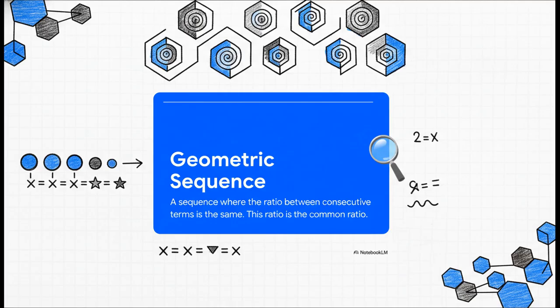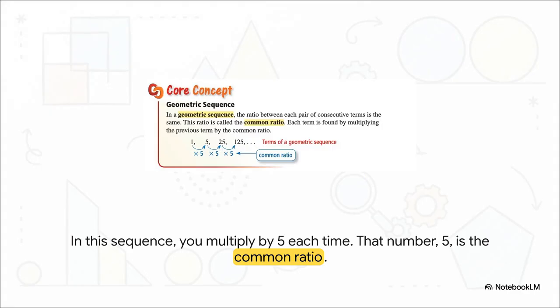Simple as that. Okay, check out this example. We've got 1, then 5, then 25, then 125. The pattern here is, well, it's pretty obvious, isn't it? Each step is exactly 5 times bigger than the last one. So that number, 5, that's our common ratio.